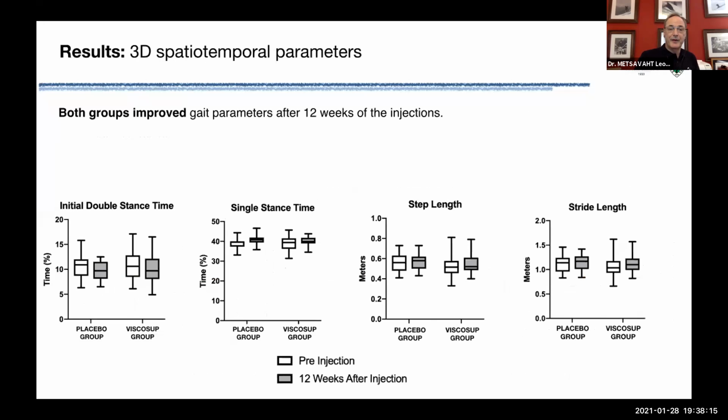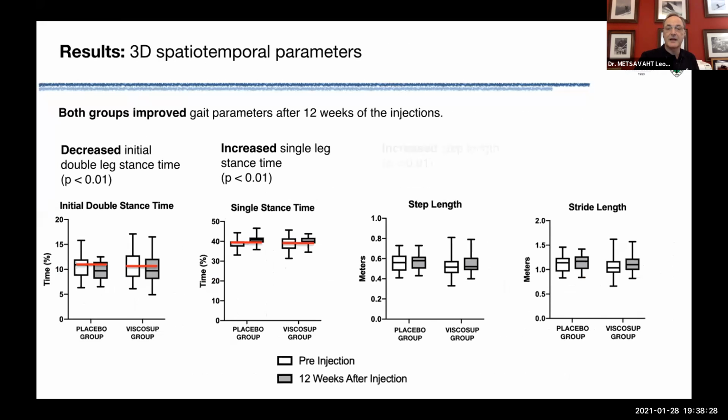And with gait parameters after 12 weeks of injections, both groups decreased initial double stance analysis. They increased single leg stance time, they increased step length, and they increased stride length. So this tool also did not perceive any difference between placebo and active medication.